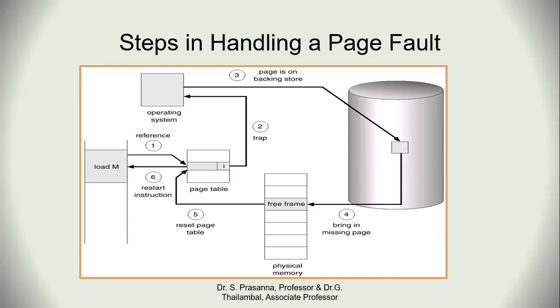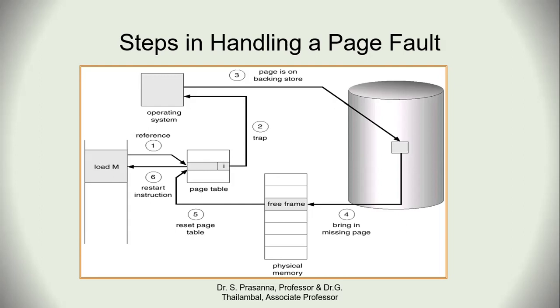And once you bring it into the physical memory, you can set the frame address, that is the physical memory address, into the page table. So you have to reset the page table and change the validation bit to V instead of I, because the first time, the CPU searches in the physical memory, it is not available. Also the bit given in the page table is I, which is invalid, so it shows the error.